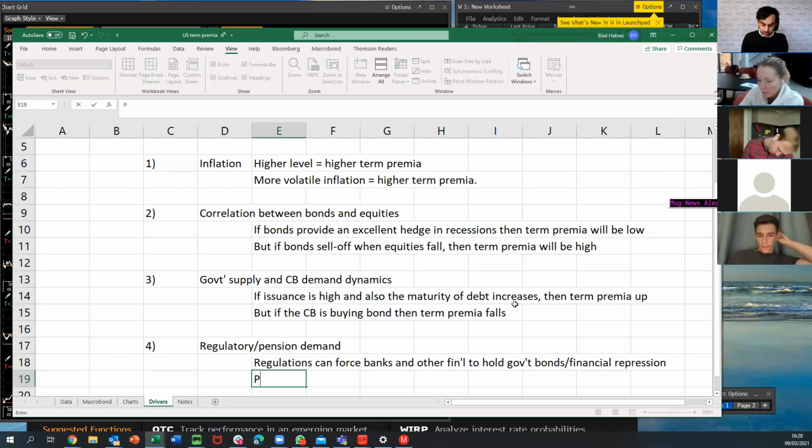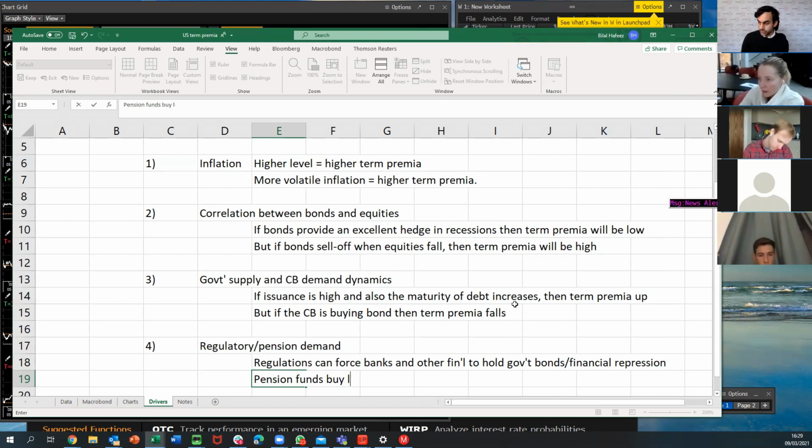The other one are pension funds. Pension funds are constantly managing long-term liabilities. In 20 or 30 years' time, they have to pay people salaries. So in order for them to have some guaranteed future income, they end up becoming big buyers of long-term bonds.